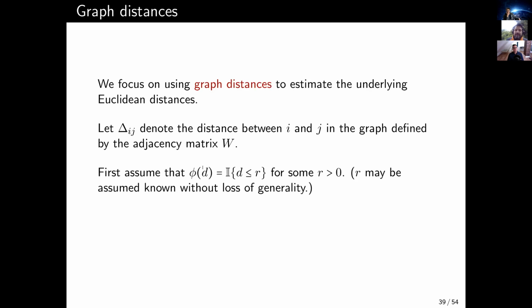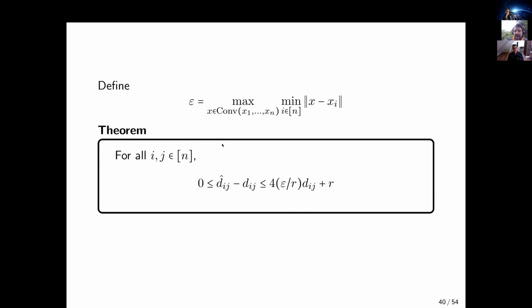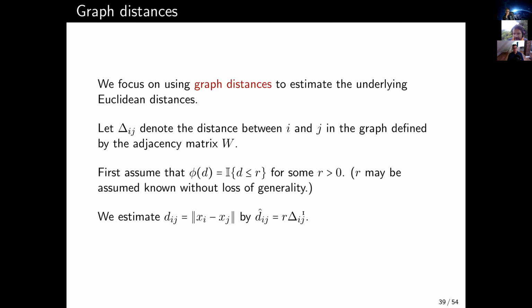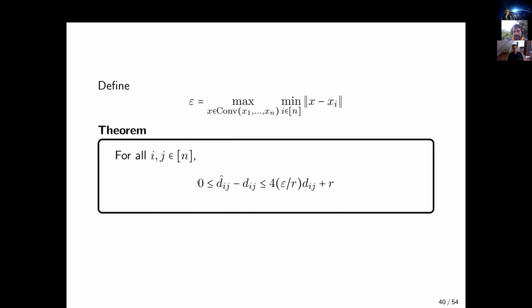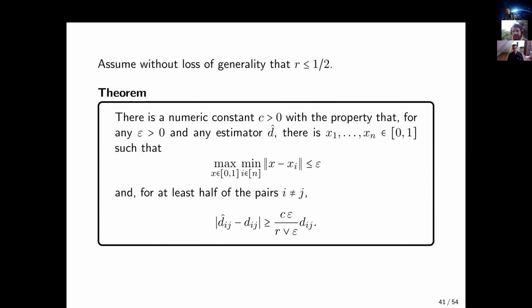The simplest case is when phi is the step function. So it's one if the distance between two points is at most r and zero otherwise. This is the random geometric graph setting. And in that case, it works as intended. So the d hats are r times the shortest path distance based on the adjacency matrix. And we have a performance bound on that, which looks very much like what we had before. And we also have an information-theoretic lower bound that matches it. So that's the simplest setting.